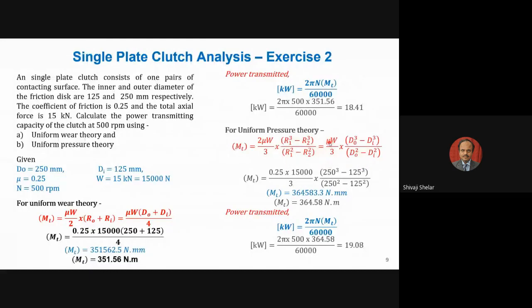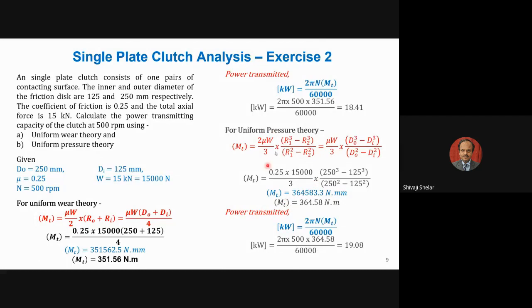So mu is 0.25, W is 15,000 divided by 3, then dO is 250 and di is 125. So 250 cube minus 125 cube upon 250 square minus 125 square. If you do the calculation correctly, we get this value as 364.58 Newton millimeter. Then you can convert into Newton meter by dividing by 1000. So this is 364.58 Newton meter. This is the torque carrying capacity using uniform pressure theory.